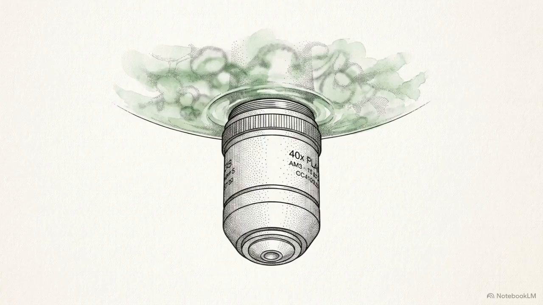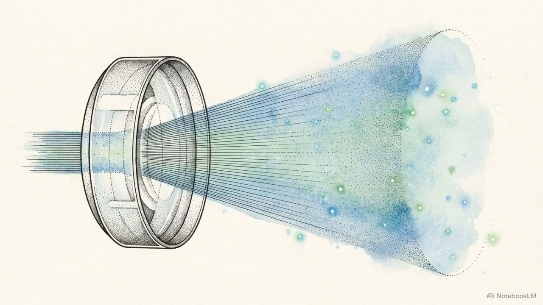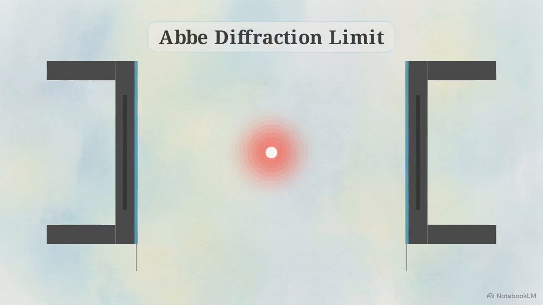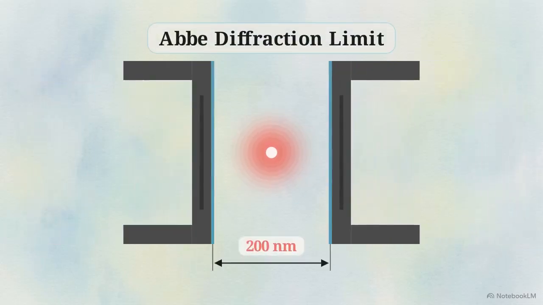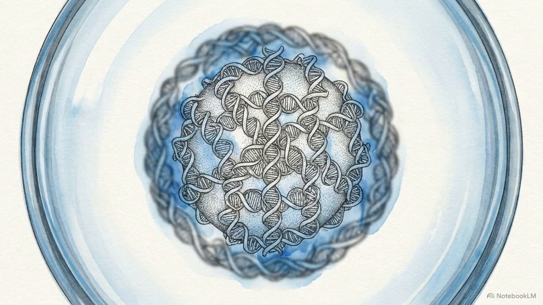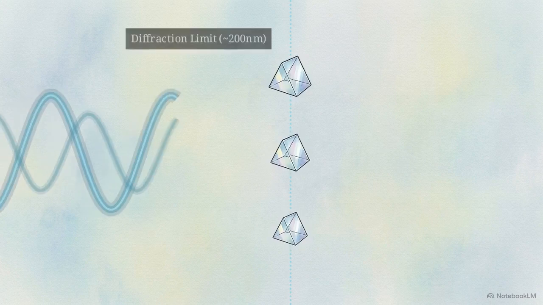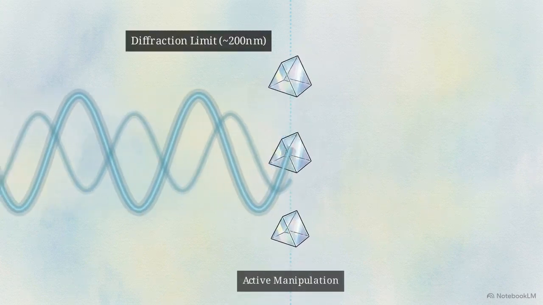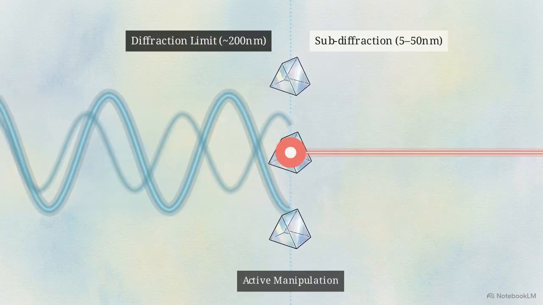The barrier to viewing these materials in their natural state using traditional optical microscopy is the Abbe diffraction limit, which caps maximum resolution at roughly 200 nanometers. Resolving any nanomaterial smaller than this threshold requires engineering techniques that actively circumvent the fundamental wavelength properties of light.